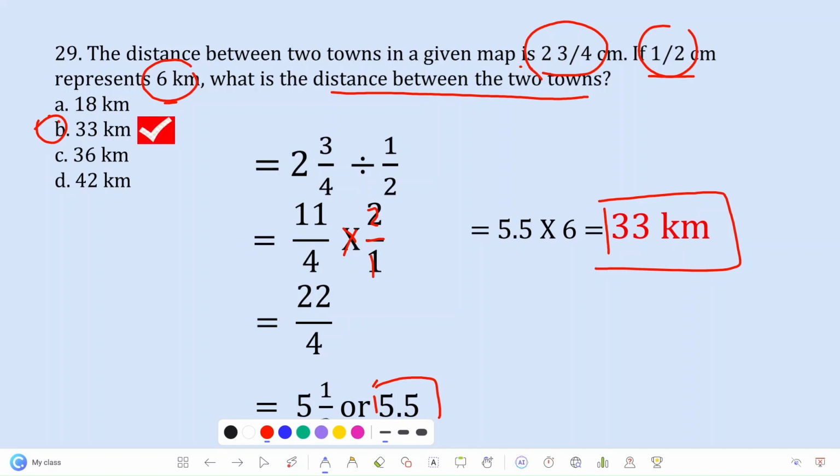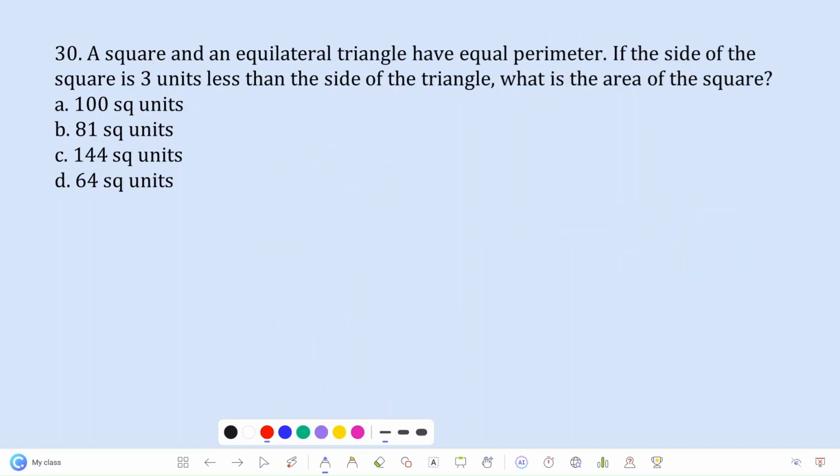And lastly, we have here: a square and an equilateral triangle have equal perimeter. If the side of the square is 3 units less than the side of the triangle, what is the area of the square? Is it A, 100 square units, B, 81 square units, C, 144 square units, or letter D, 64 square units?